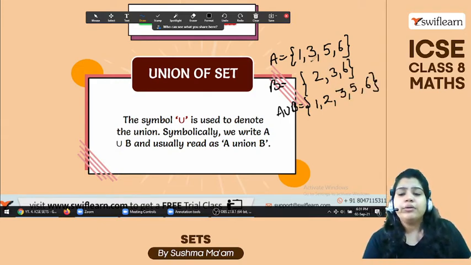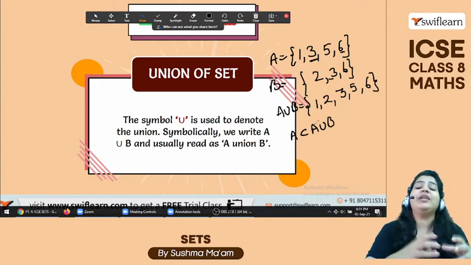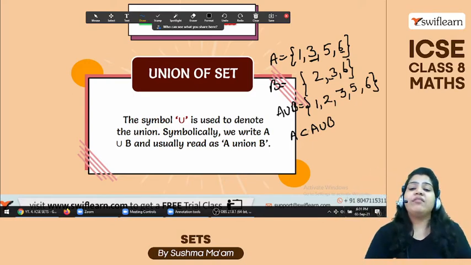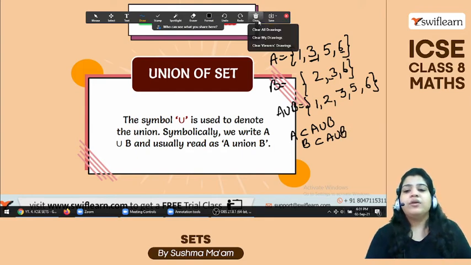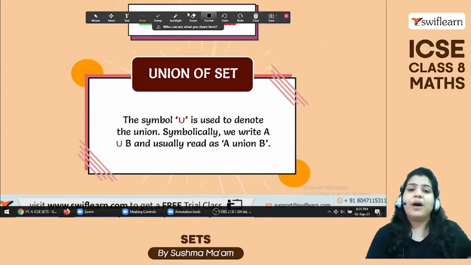So we will not repeat this 3 and this 6. Okay, and we have to consider these extra elements also. So here we can say that A is a subset of A union B, means it's a part. What are the elements we have in A? All the elements we have in A union B. And similarly B is also a subset of A union B. So this is the symbol which we are using for subset, part of.